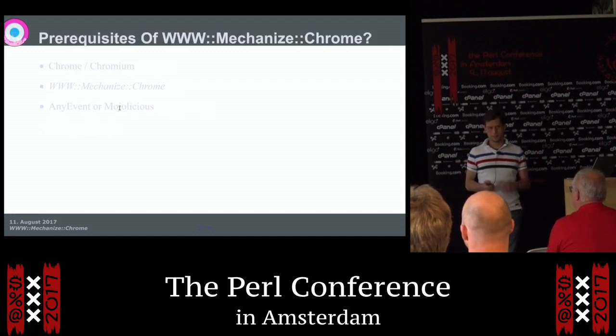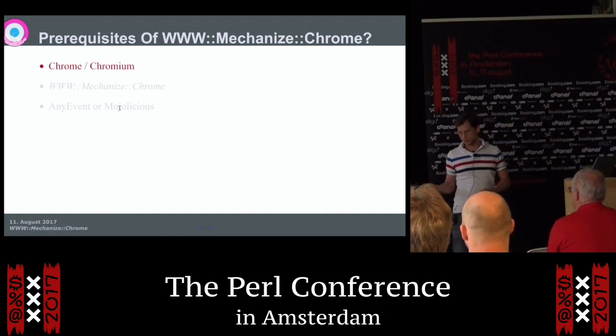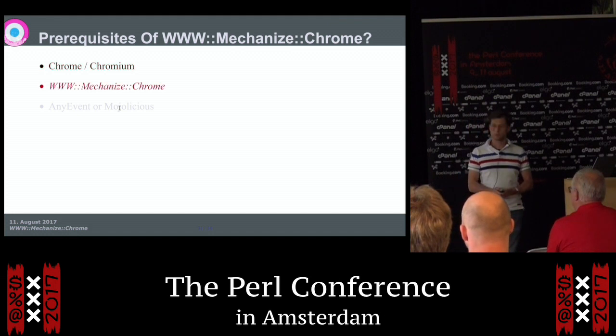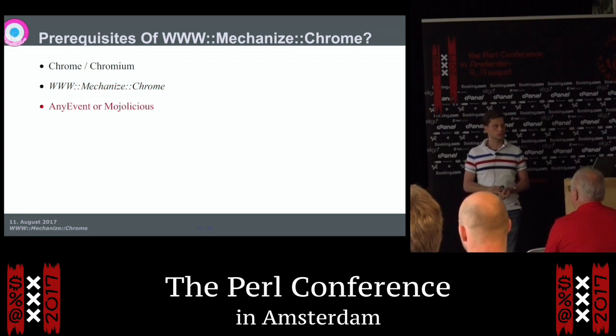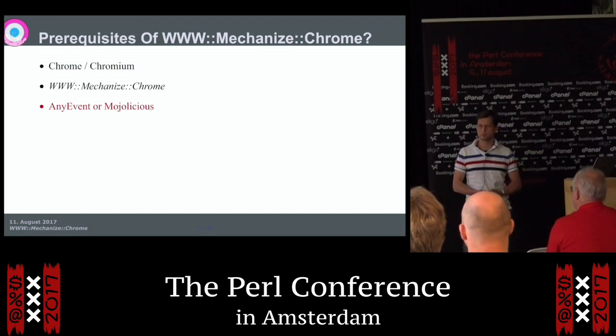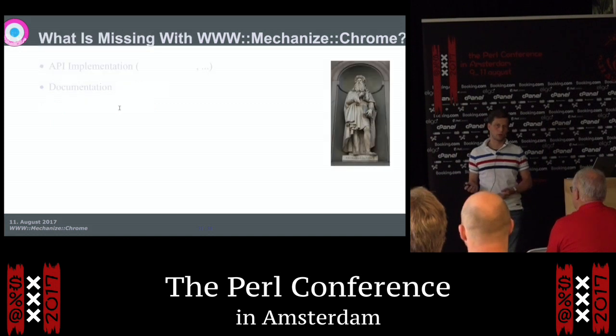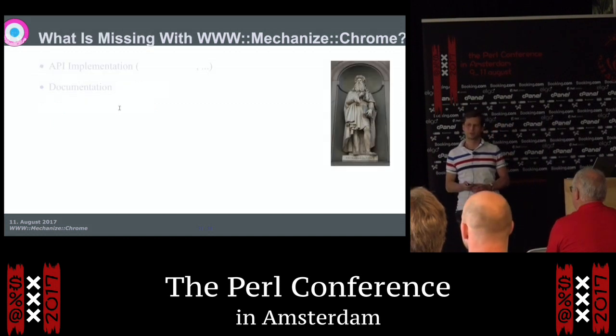So yeah, if you are burning with passion and want to start now, what do you need? Well, you need Chrome or Chromium. You need Mechanize Chrome installed. And yeah, you will need either AnyEvent or Mojolicious. I don't care which. The module can handle both cases. If you have other WebSocket implementations that could be interesting, I'm open for patches for them. But yeah, these two are what I've been using so far.